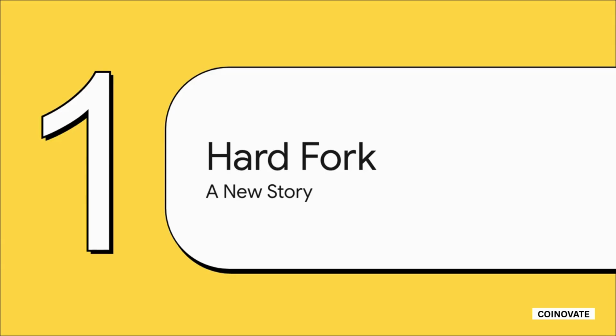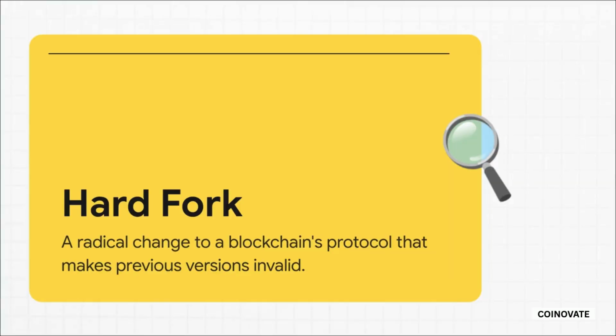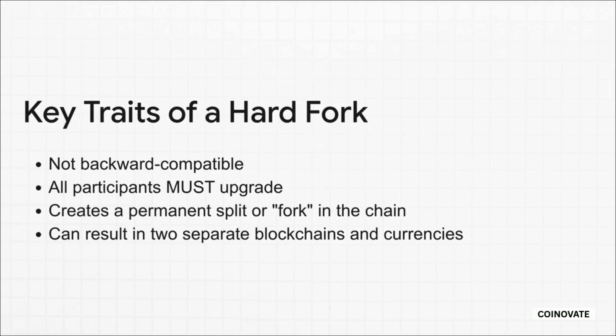We're going to start with the more dramatic option, the hard fork. And just like we said, this is like the community deciding to write a brand new, completely different story. So what is a hard fork, really? It's a software upgrade that's so big, so fundamental, that the new rules are totally incompatible with the old ones. It's a one-way street. Once that new chapter is written, you can't go back and read the old version. It just doesn't work anymore. It's basically invalid.